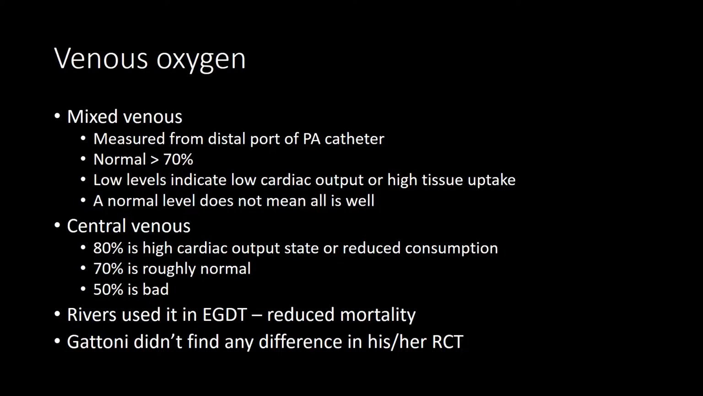Central venous roughly approximates to mixed venous, but that's taken from, obviously, a central venous catheter. And again, 70% is normal. It has been used in early goal-directed therapy, and Rivers used it, but other studies have subsequently done this and found no difference at all.